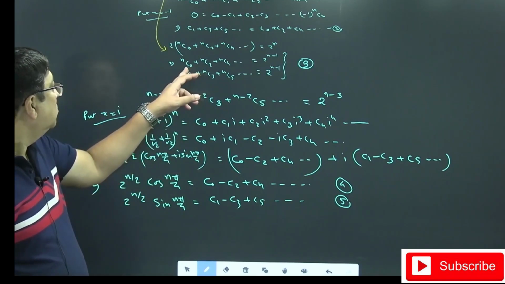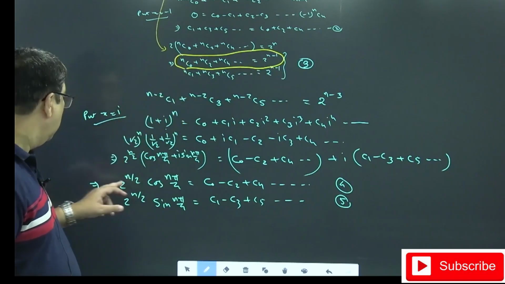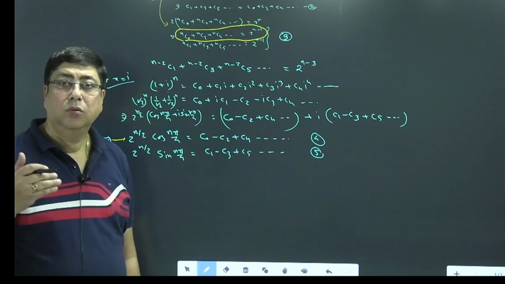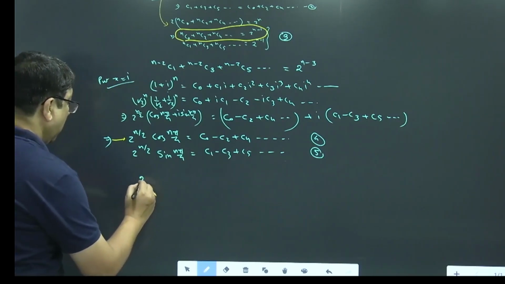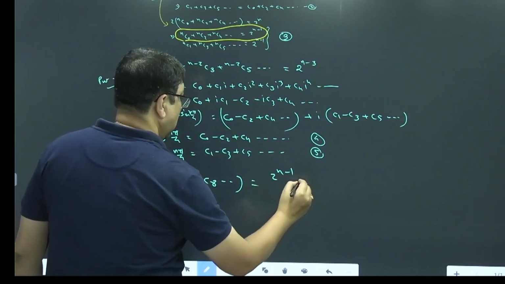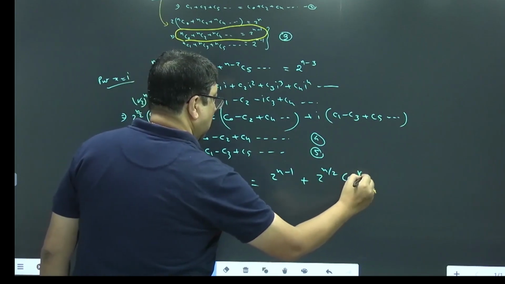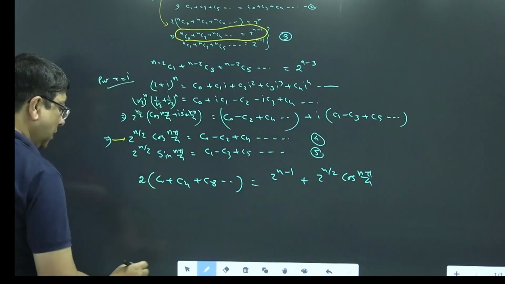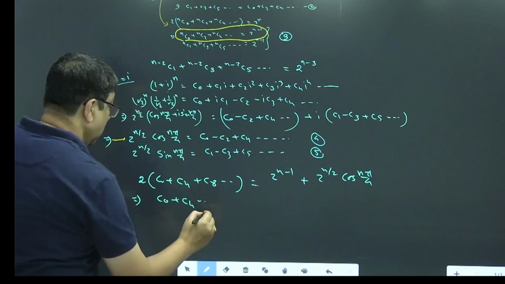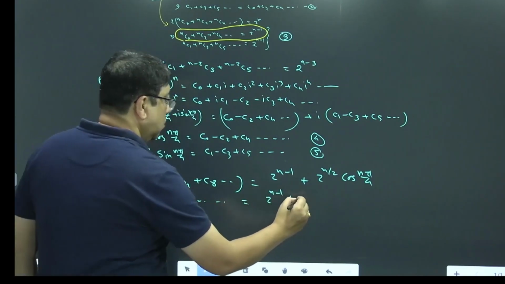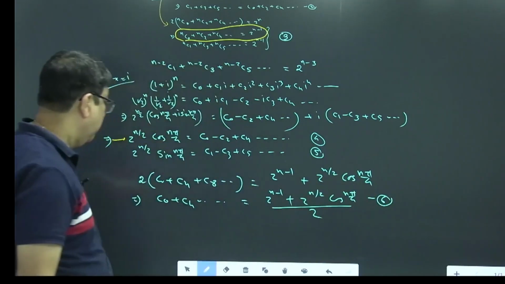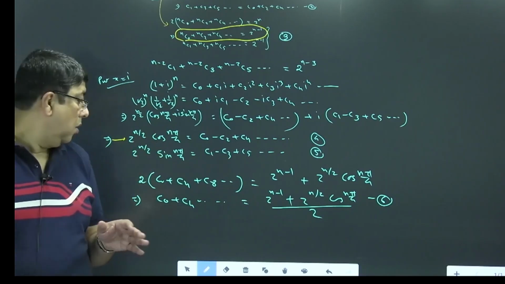So if we add this part, C0, C2, C4, and this formula number 4, we are getting here, if we add these two, C2, C6 are getting cancelled, and we are getting two times C0 plus C4 plus C8 equal to, in this case, 2 to the power n minus 1 plus 2 to the power n by 2 cos n pi by 4, and if we divide by 2, I am taking this 2 to the denominator, we are getting here C0 plus C4 plus C8 equal to 2 to the power n minus 1 plus 2 to the power n by 2 cos n pi by 4, divided by 2. So this is 6.